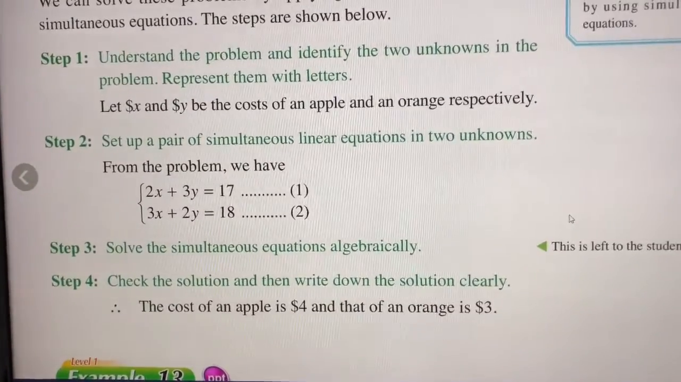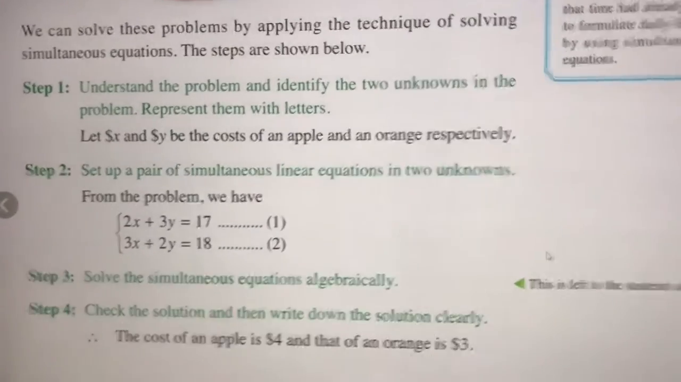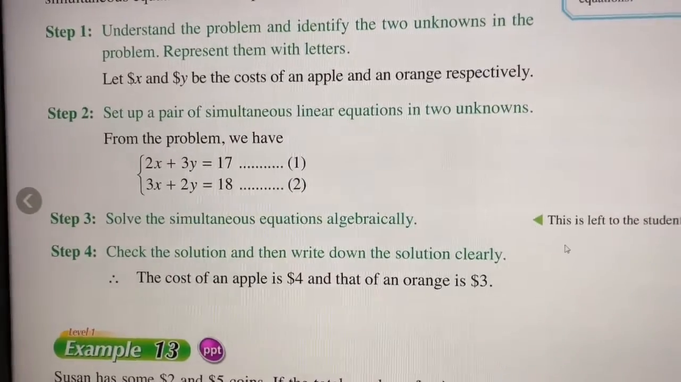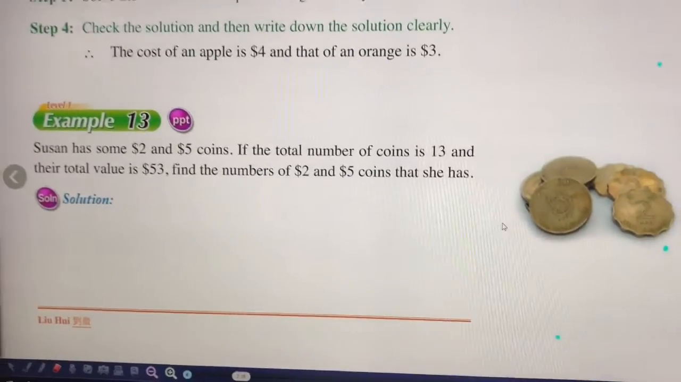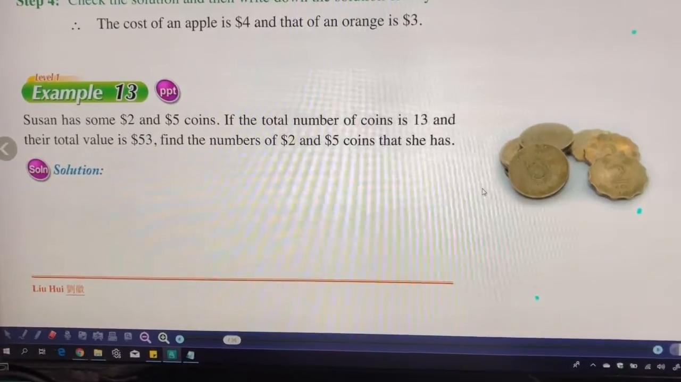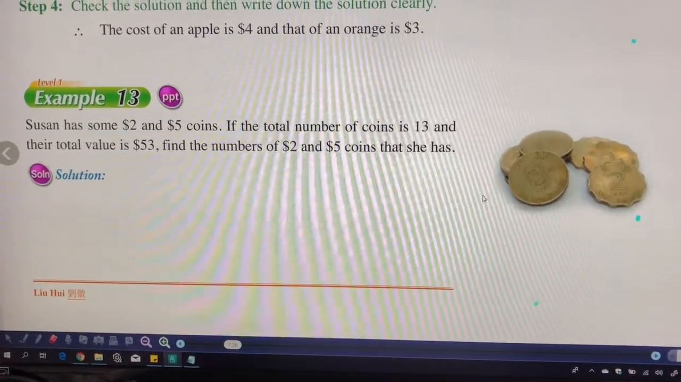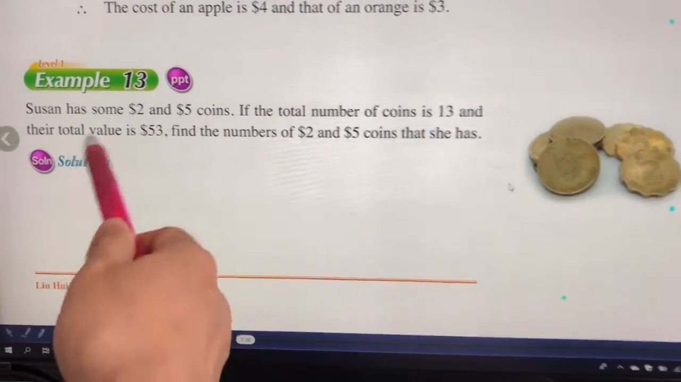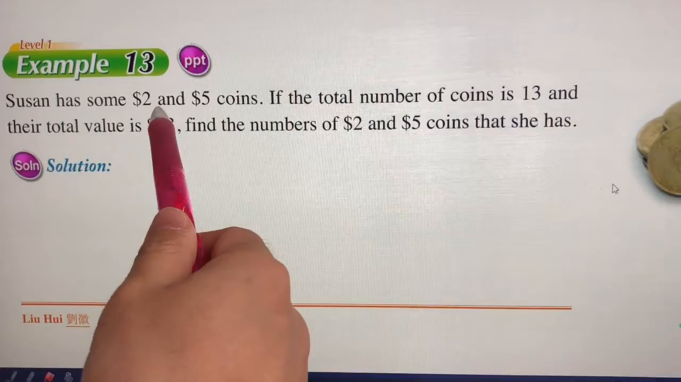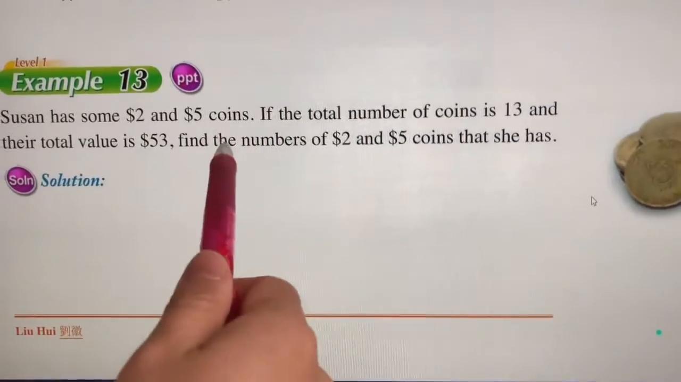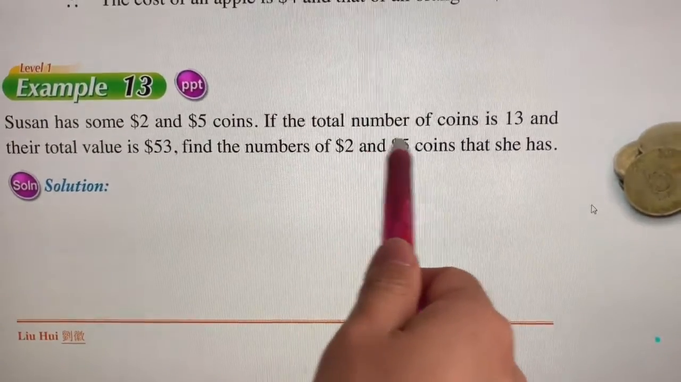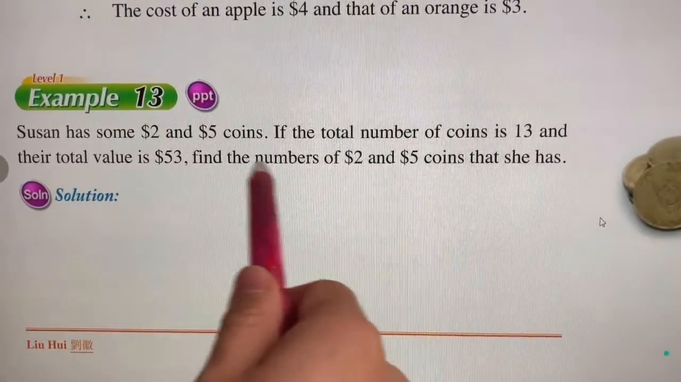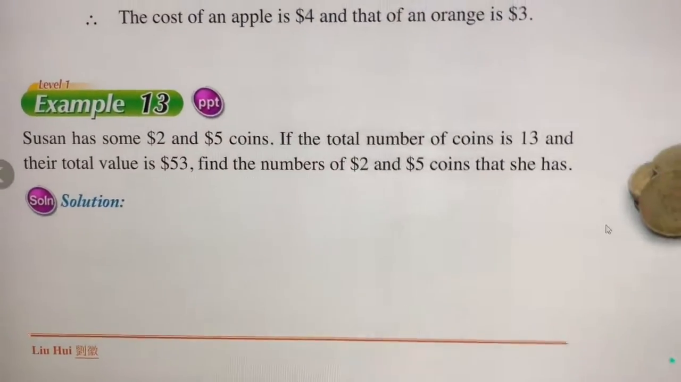Okay, that's it. In the coming time, I will go through some different types of questions with you. The first type of question is like example 13. It's about money, about some coins. The question says that Susan has some $2 coins and $5 coins, so two types of coins only. The total number of coins is 13 and the total value is $53. Find the number of $2 coins and $5 coins that she has.